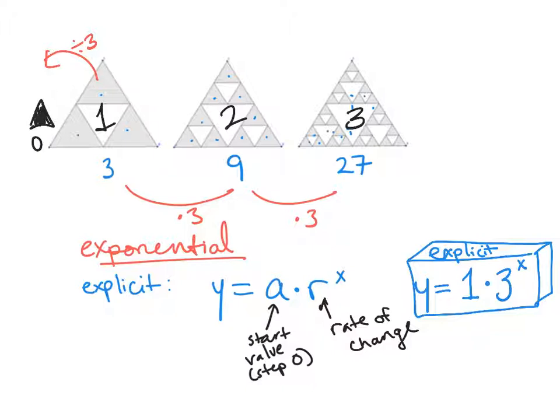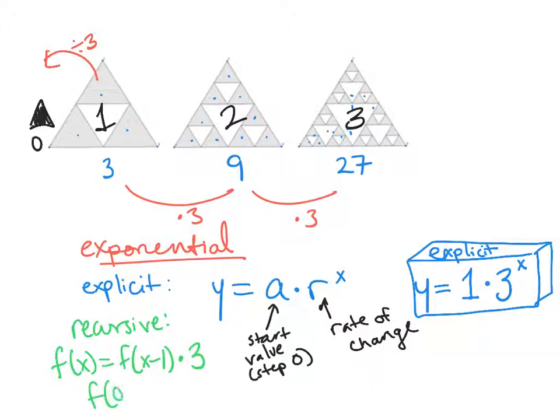Now, for the recursive equation, we're going to do the same thing. We're going to start with f of x equals f of x minus 1. And then this time, our pattern, instead of adding something, we're times by something. So I'm just going to say it's times 3. And then as always, I'm a little bit out of room, so I'm just going to squeeze it in down here on the bottom. As always, I'm going to list my start value, which is f of 0 equals 1. Okay.